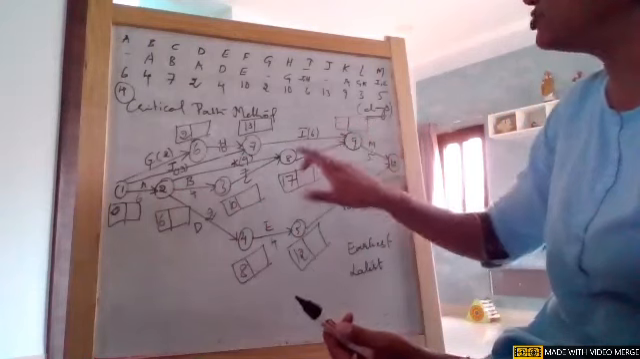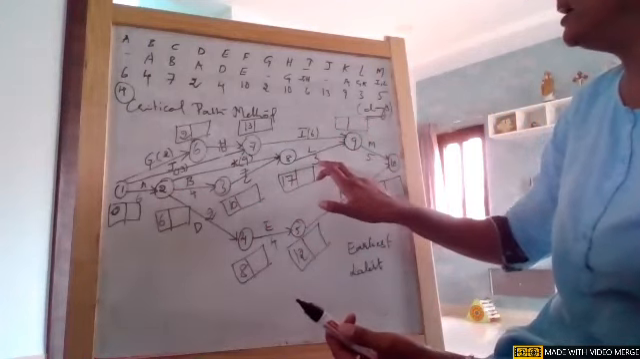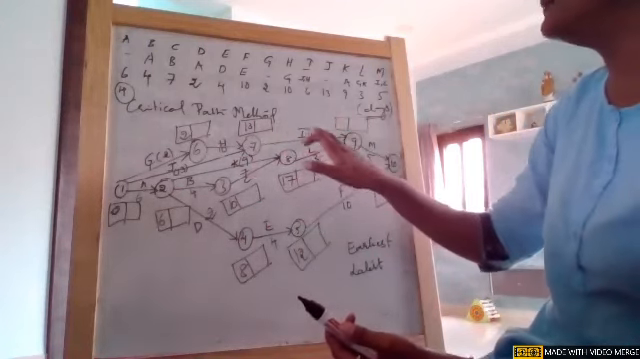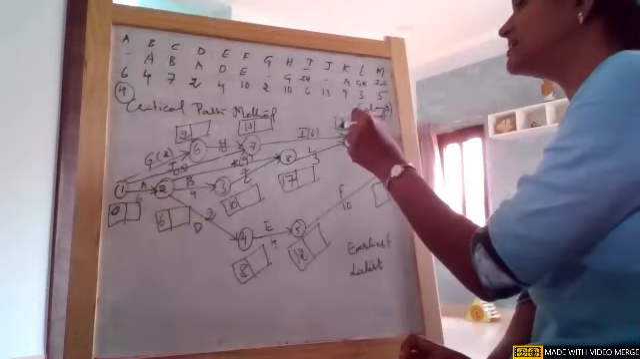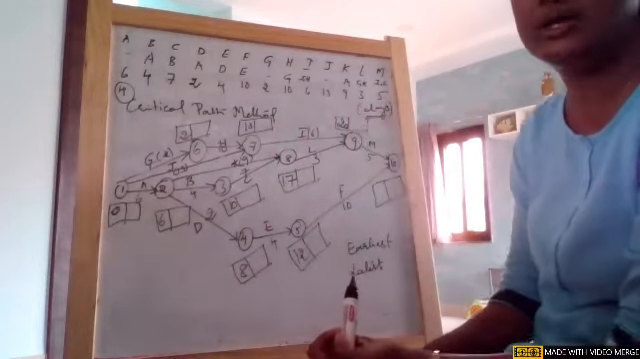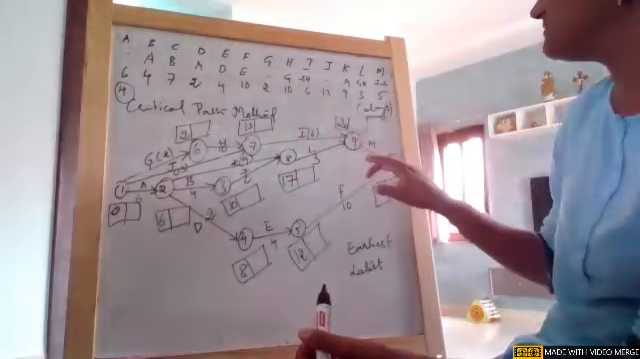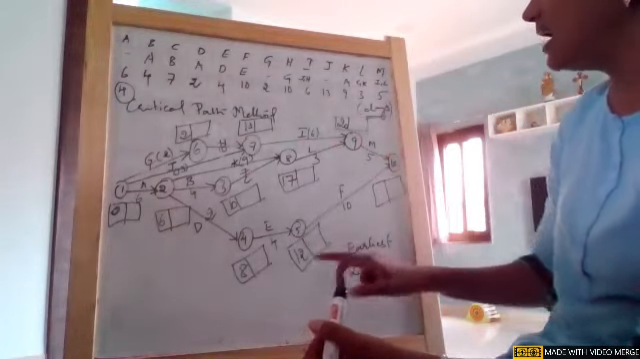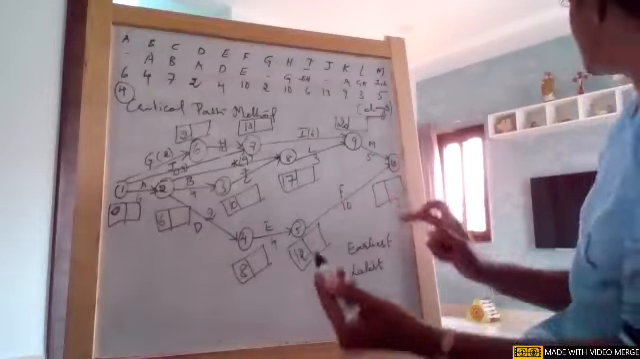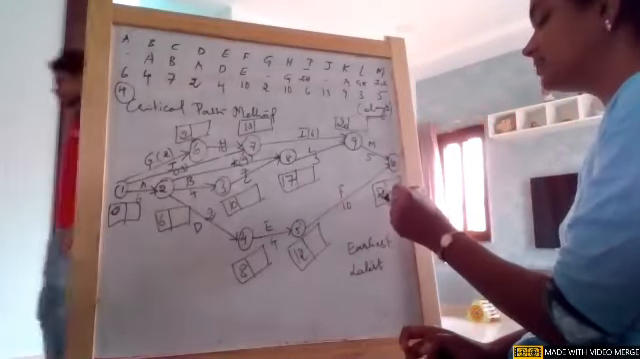Again near 9, there are 2 arrowheads. 17 plus 3 is 20. And 13 plus 6 is 19. So 20 is the maximum duration, so I am writing 20 days there. Okay. So now 20 plus 5 gives us 25. And 12 plus 10 gives us 22. So 25 is the maximum duration.